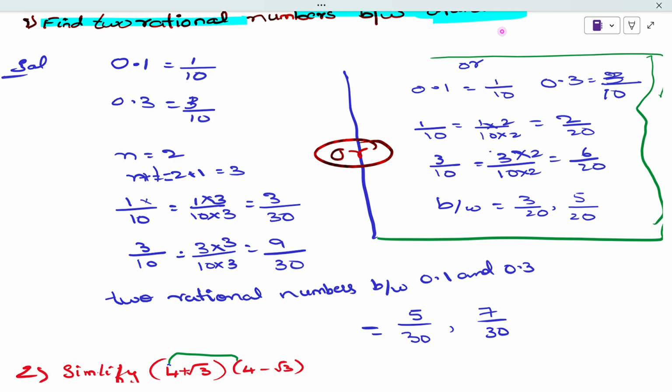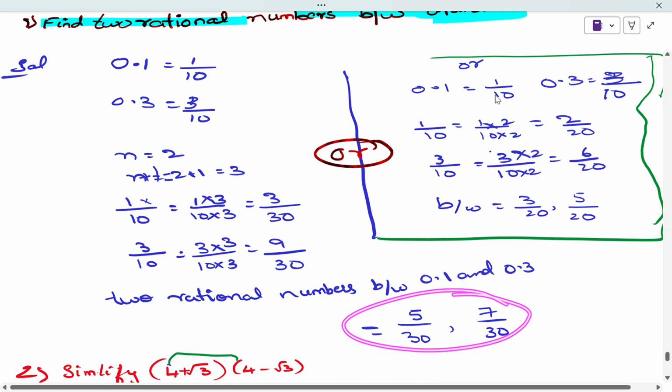Next, the two rational numbers between 0.1 and 0.3: we can take any two rational numbers between 3 by 30 and 9 by 30. I am taking 5 by 30 and 7 by 30. Otherwise you can take 4 by 30 and 8 by 30, like that. You can take any two rational numbers. So this is your answer.